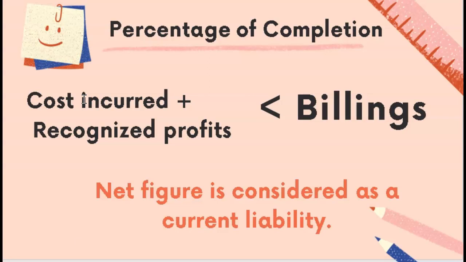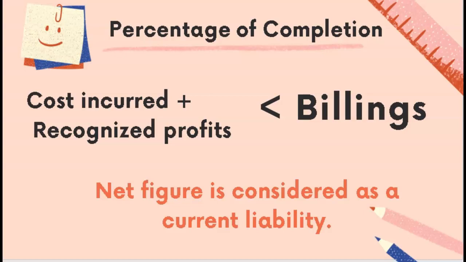However, if billings on a contract plus its recognized profit is less than the related billings, the net figure is considered as a current liability, which means that the contractor has overbilled the customer for work done to date and must complete the work represented by the excess billings.